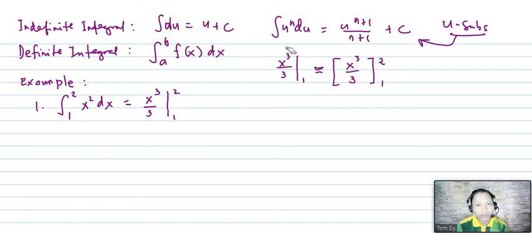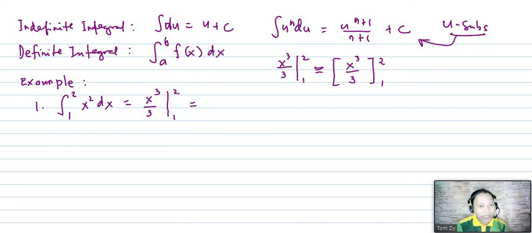Okay, instead of 3, I have here 2. Instead of writing this one, you can make use of a bracket and then your lower limits and then upper limits. So you can use any of these two notations. Okay, we go back here.